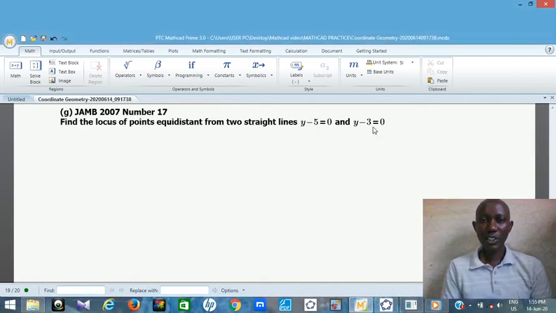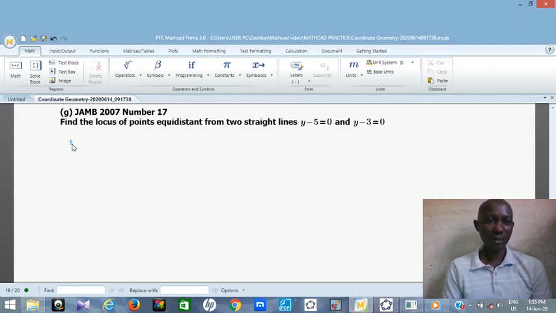So if you plot this on a graph, you will see that the y-intercept is 5 and the y-intercept for this second equation is 3. So we are looking for the middle of 3 and 5. That's all this question needs. If you can get the middle, this locus is going to pass through that middle. Those points of this locus will pass through that middle. That is the only condition whereby this locus will be equidistant from this line and this line.